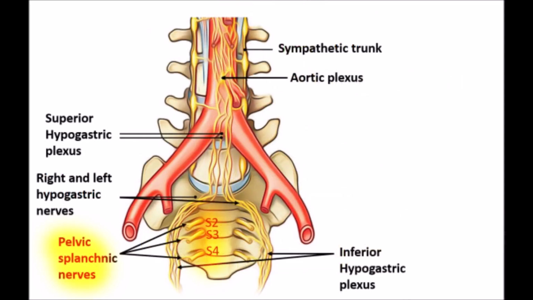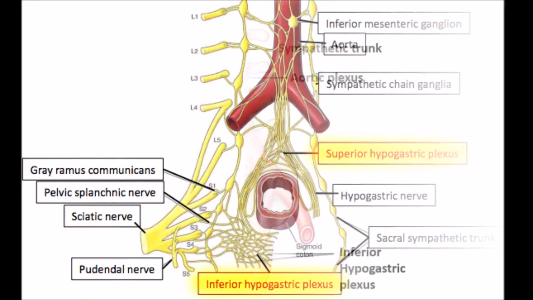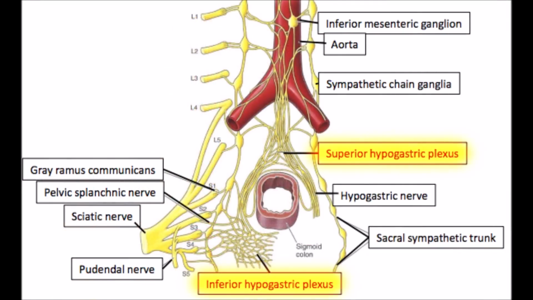Preganglionic parasympathetic fibers join the inferior hypogastric plexus from S2, S3 and S4 nerves. This is also known as the pelvic splanchnic nerves. This image shows both the superior and inferior hypogastric plexuses.